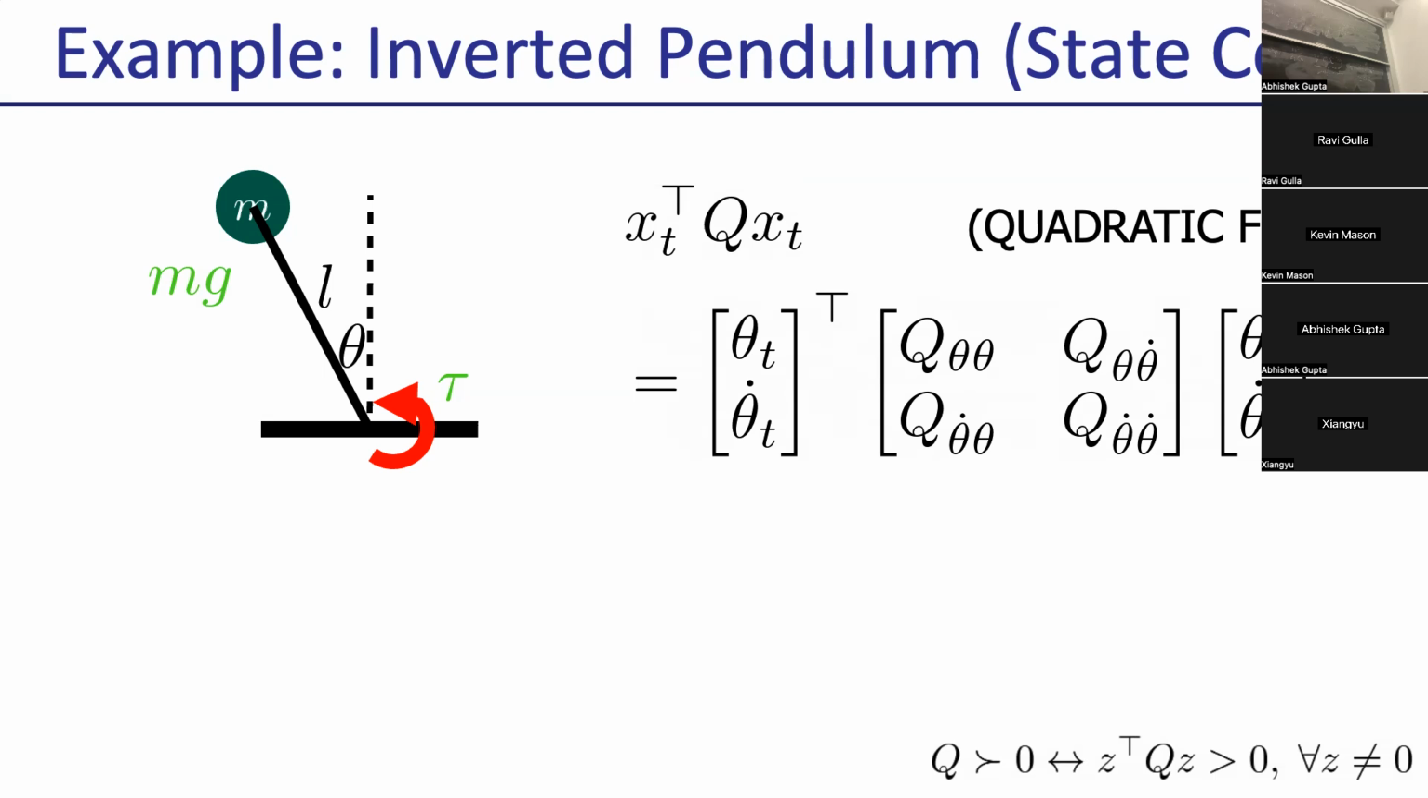Typically in an optimal control problem, the cost function is given to you. Just saying that the cost is always going to be positive. That's it. So you want to minimize it, meaning minimum cost is 0.